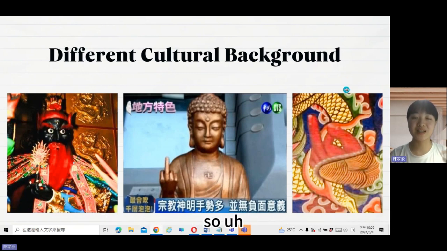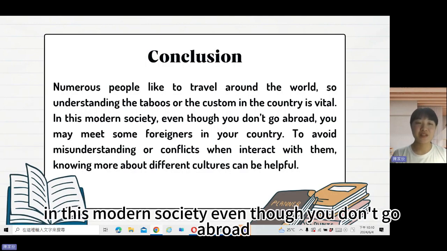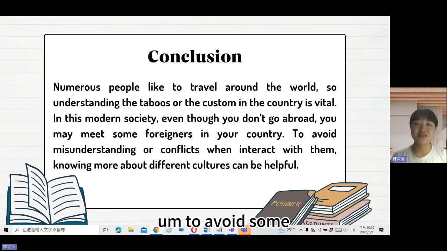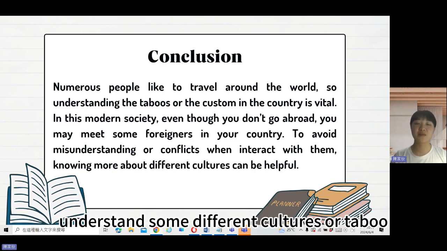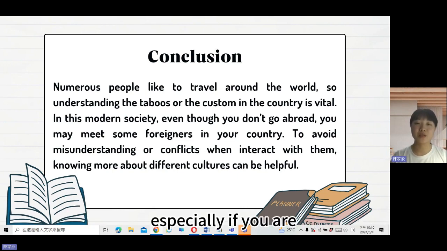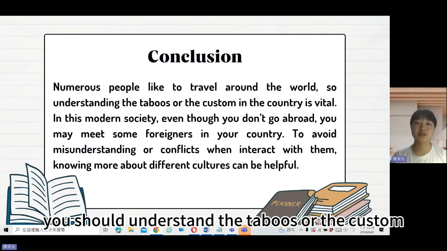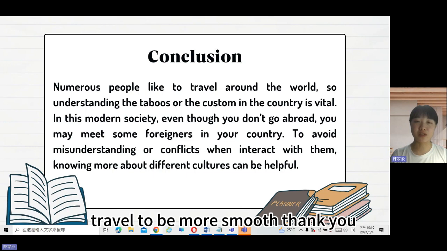And I think in this modern society, even though you don't go abroad, you may meet many foreigners in your country. So to avoid some misunderstanding or conflicts when interacting with them, I think understand some different cultures or taboo is really important, especially if you are a person like to travel around the world. You should understand the taboos or the custom, to make your travel to be more smooth.